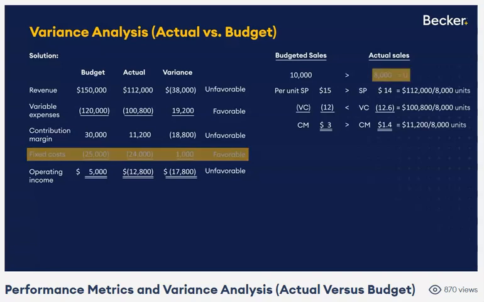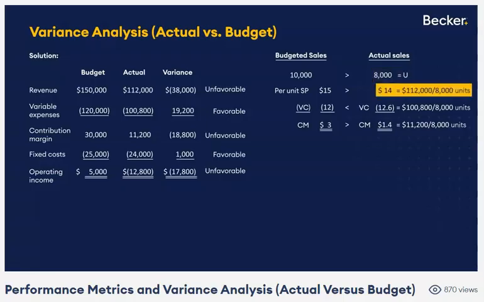Now how did we do actually? Well, they tell us here, in our actual information, we sold only 8,000 units. In terms of volume, this is unfavorable. We thought we were going to sell 10,000 units. We only sold 8,000. That is unfavorable.